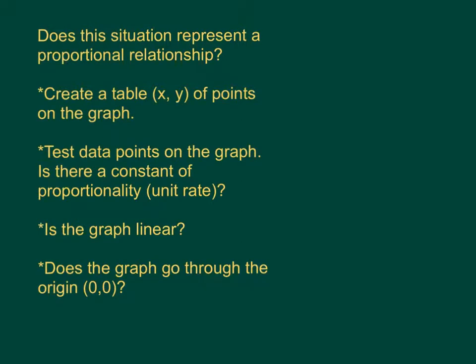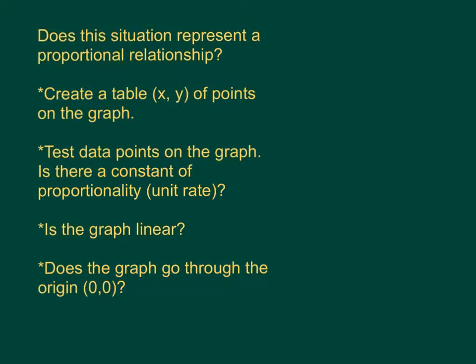If you haven't already taken a moment to write down some notes about finding proportional relationships in graphs, I'm going to ask you to do that now. The first thing you're going to do is create a table, including your X compared to Y values of points that are found on the graph. So if you're given a graph, you're going to create an XY table. Then you're going to test the data points that are on the graph.